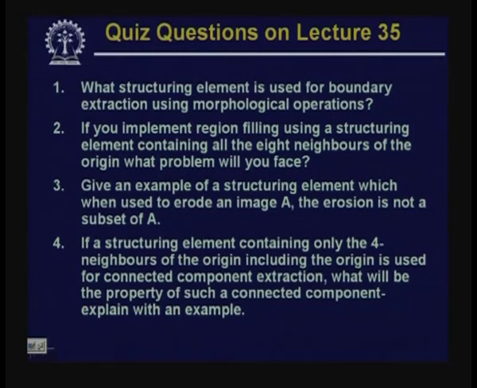The fourth question: if a structuring element containing only the 4 neighbors of the origin, including the origin, is used for connected component extraction, then what will be the property of such a connected component? You have to explain it with an example.